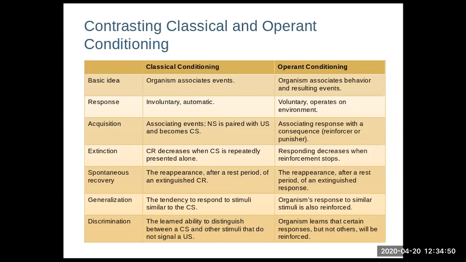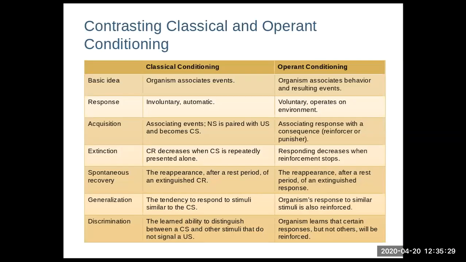So the last thing we're going to look at for this lecture is the differences between classical conditioning and operant conditioning. The basic idea in classical conditioning is that it is unconscious and the organism associates events automatically. Your brain, or this animal's brain, automatically associates between two things and causes an automatic response. So the responses are involuntary and automatic, aka unconscious. In operant conditioning with Skinner, the organism associates its own behavior with the resulting events. So it is a conscious, explicit process.